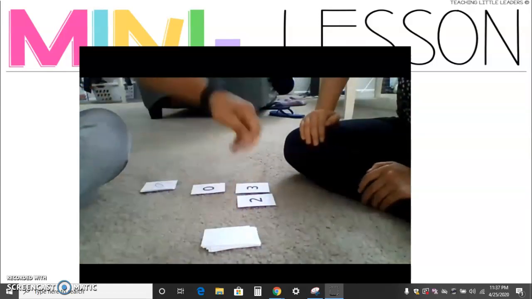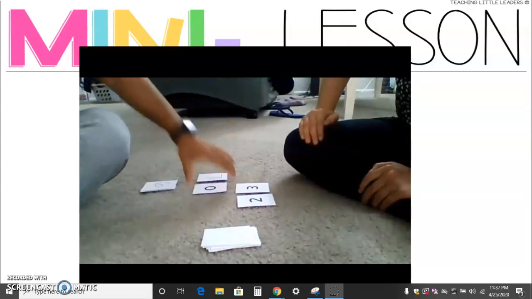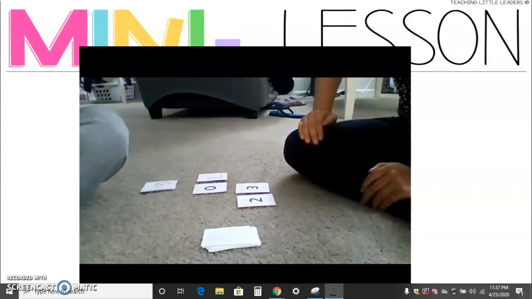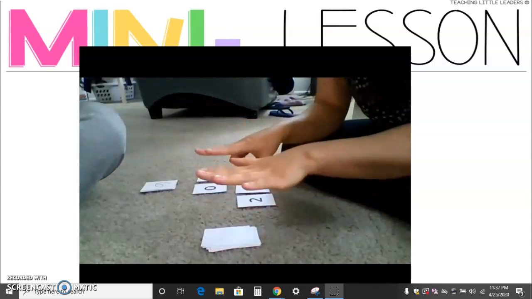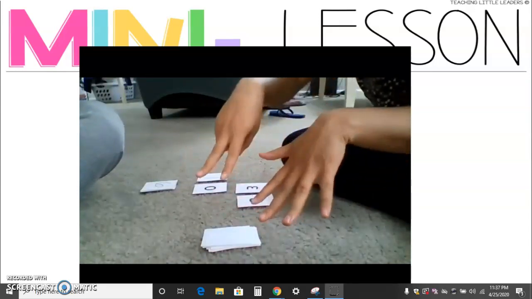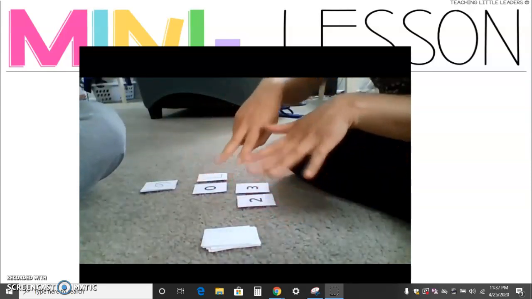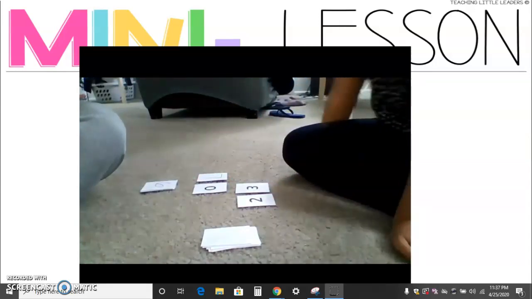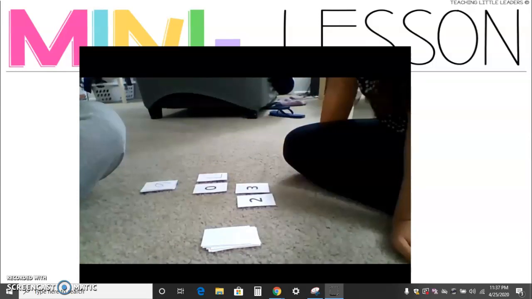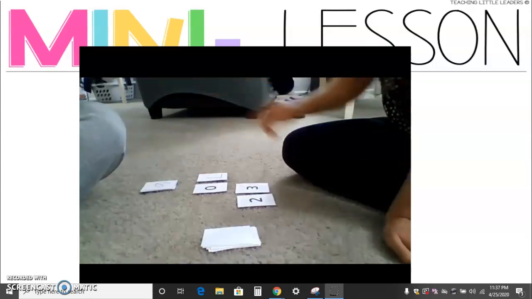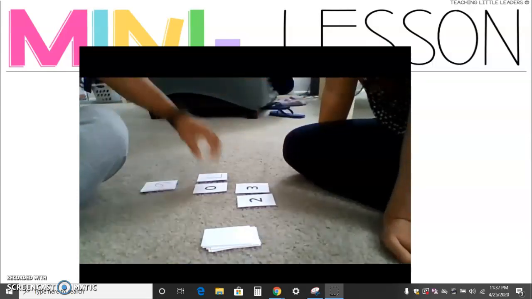0, 7, 7. So he had 7 and he took away 0. If you take away 0, you're just left with that number 7. So who has the bigger difference, 7 or 1? Good job. He has the bigger difference. He gets to take all of our cards.